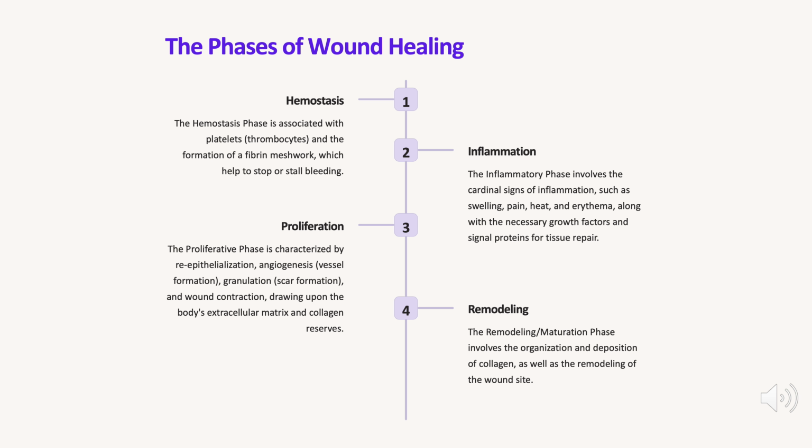3. Proliferative phase. In this phase, re-epithelialization, angiogenesis, vessel formation, granulation, scar formation, and wound contraction occur, utilizing the body's extracellular matrix and collagen. 4. Remodeling maturation phase. Collagen is organized and deposited, and the wound site undergoes remodeling.